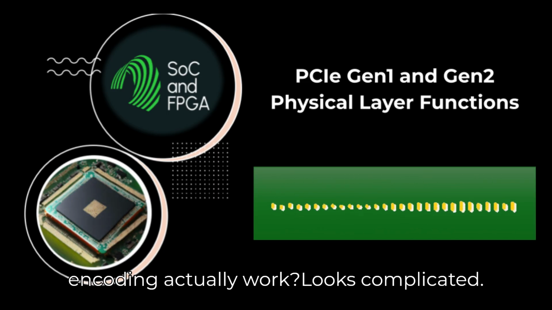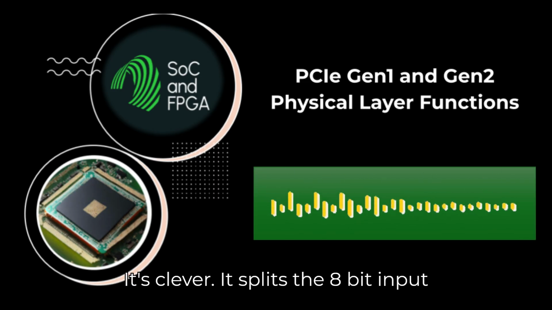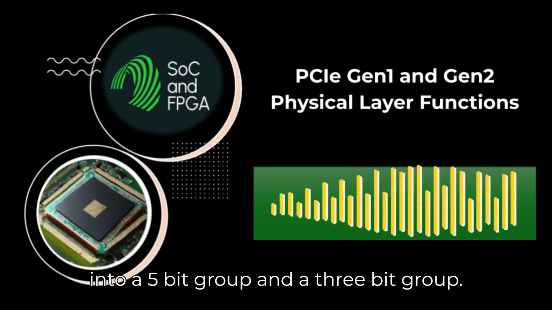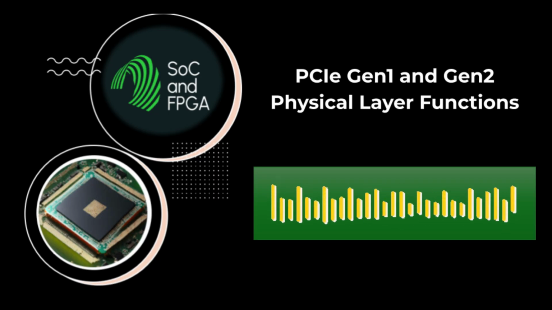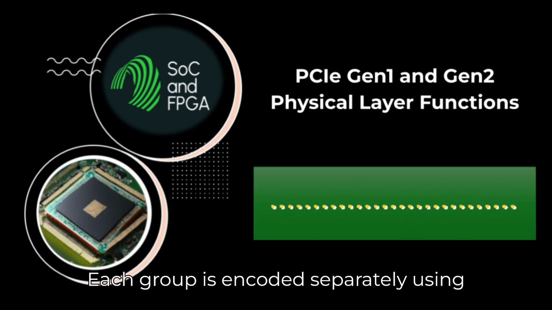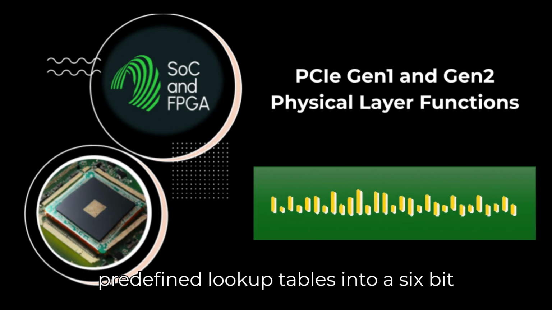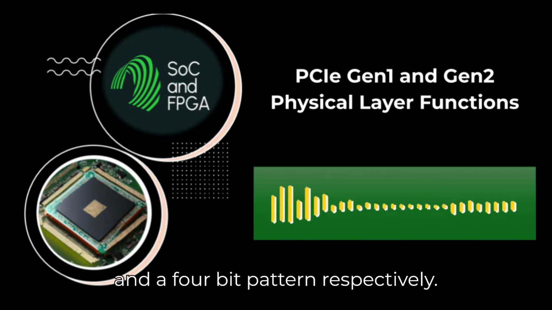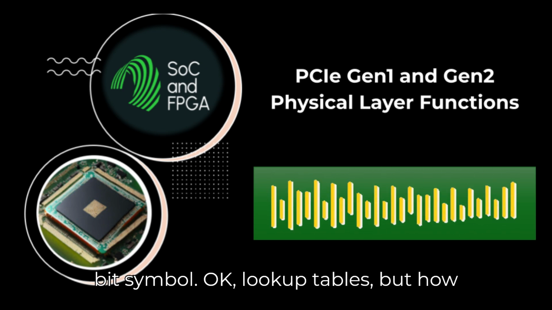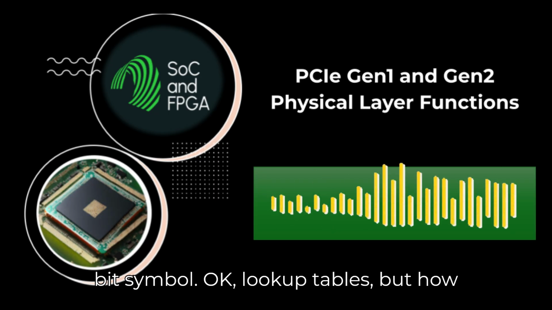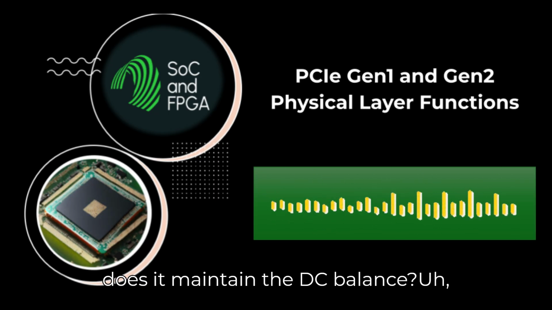How does the encoding actually work? Looks complicated. It's clever. It splits the 8-bit input into a 5-bit group and a 3-bit group. Each group is encoded separately using predefined lookup tables into a 6-bit and a 4-bit pattern, respectively. These are then combined to form the 10-bit symbol. Okay, lookup tables. But how does it maintain the DC balance?